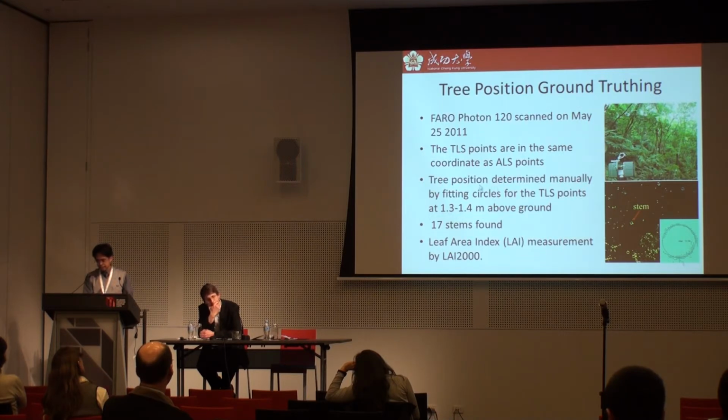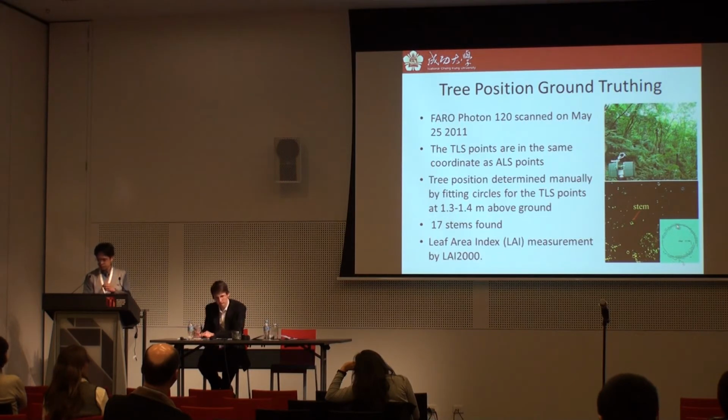And then for the TLS data, the tree positions are determined manually by fitting circles from the TLS points at 1.3 to 1.5 meters above ground. So we cut those points in the point clouds and then fit a circle to them and determine the center, and then we can also determine the diameter too. But right now we're only looking at the center as the tree position. And we found 17 stems in the data. And we also have LAI measured by using the LAI-2000.